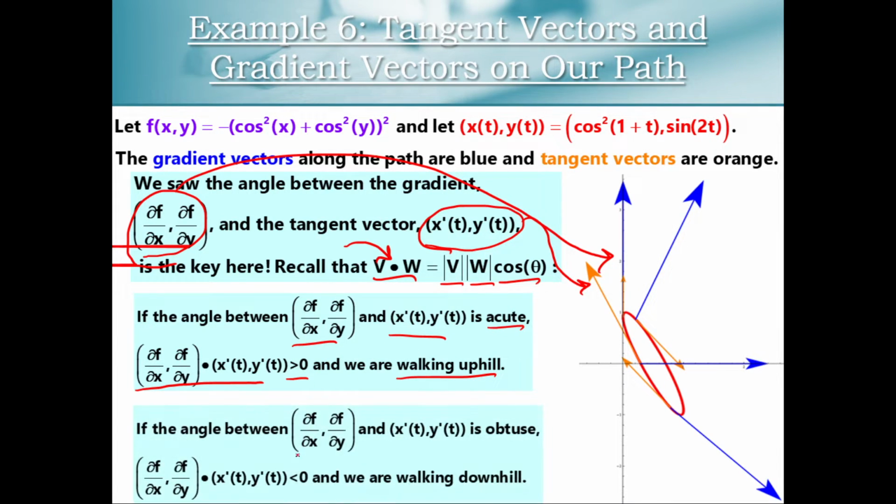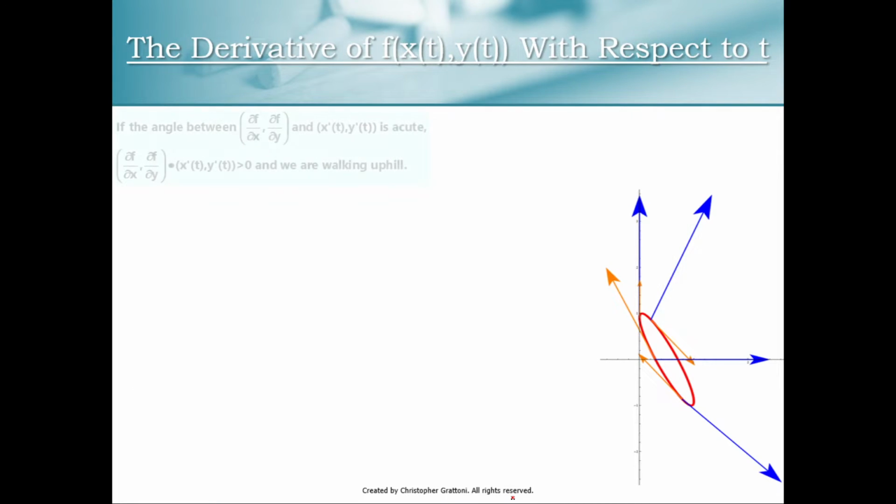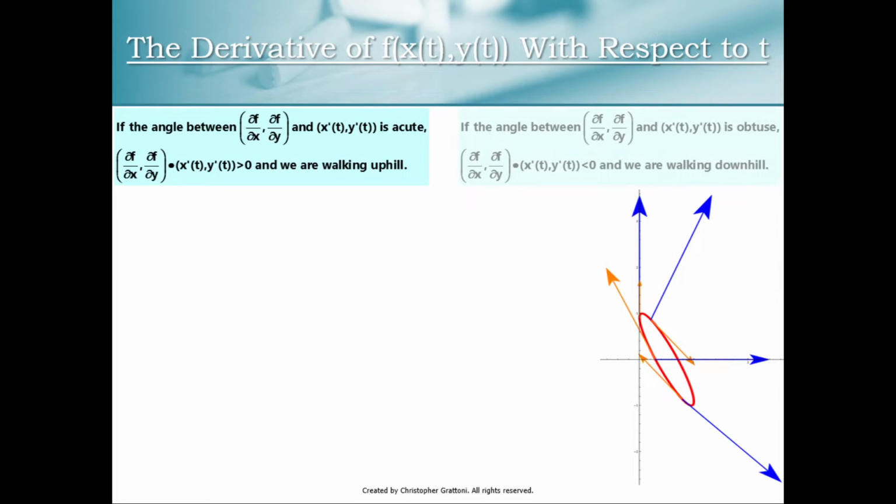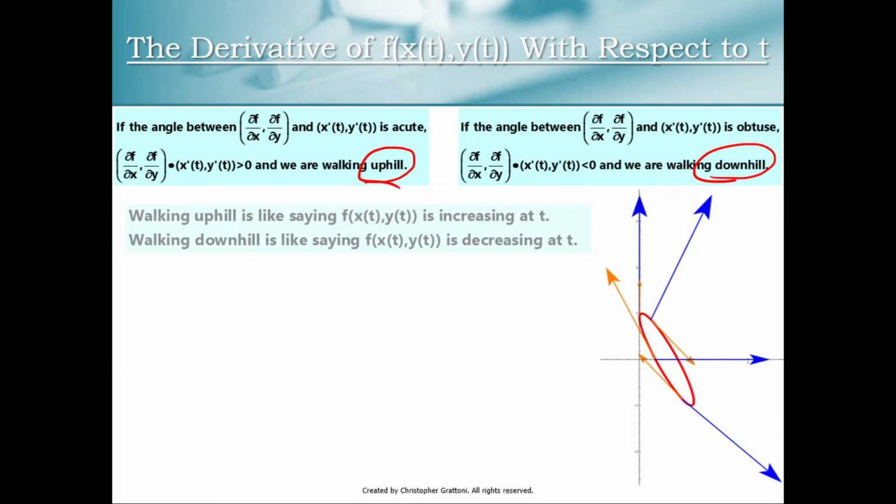Likewise, if the angle between the gradient and the tangent vector is obtuse, the dot product between those two vectors is negative and we're walking downhill. So there's those two correspondences again. Well, let's try to formalize what uphill and downhill means. I already kind of alluded to it earlier.